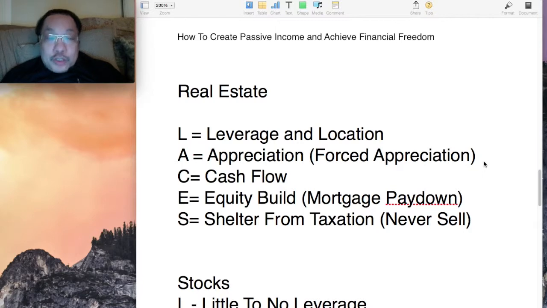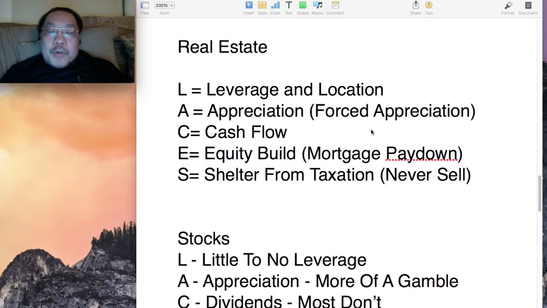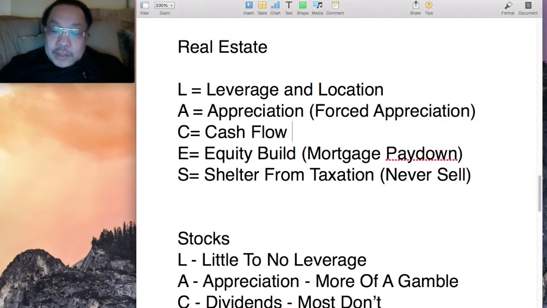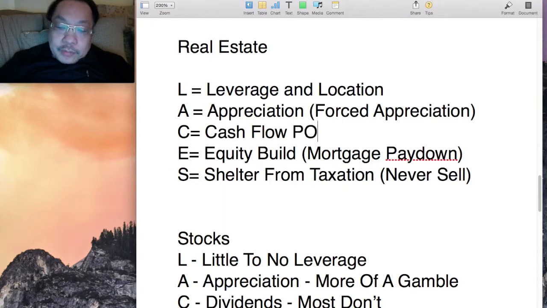Yes, you could lose money in real estate. There's no question about it. Don't let anybody tell you that you can't lose money in real estate. If you don't know what you're doing, you can lose money. But here is the one thing that I teach all the people that buy real estate: cash flow.